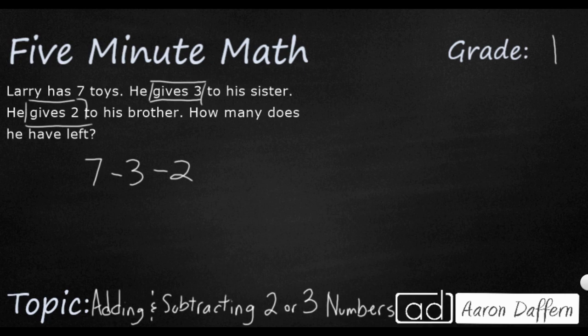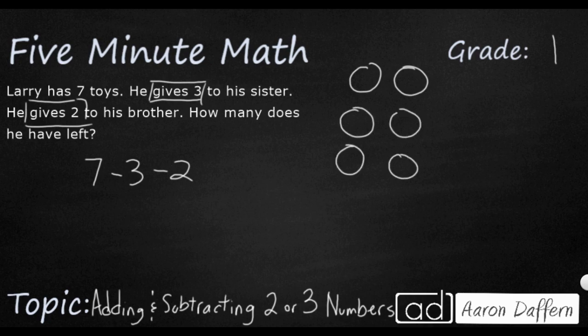So we're wanting to see what happens when we have 7 take away 3 and then take away 2. Well, that might be a little bit hard to solve because I'm not used to solving problems like that. So let's see what another solution is. What if we just draw a picture? So I'm going to draw 7 circles. And we're going to come back to this other problem here that we wrote about Larry.